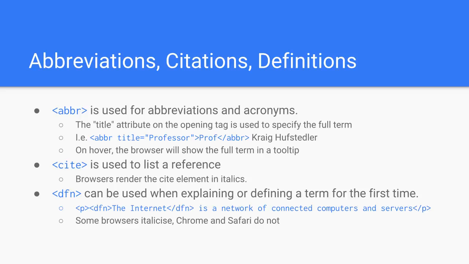We can use cite to list a reference. So by default, they're italicized by the browser. We can also use DFN to explain when we're defining a term for the first time.